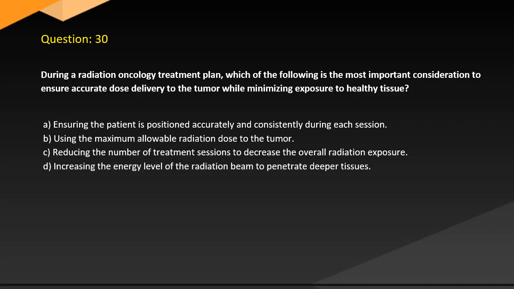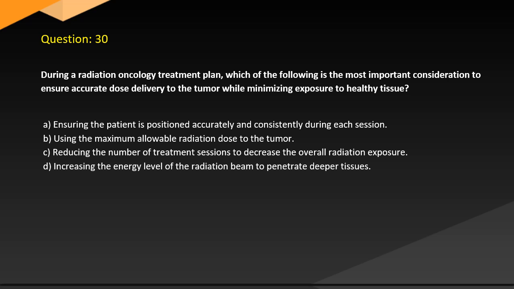Question 30. During a radiation oncology treatment plan, which of the following is the most important consideration to ensure accurate dose delivery to the tumor while minimizing exposure to healthy tissue? A. Ensuring the patient is positioned accurately and consistently during each session.